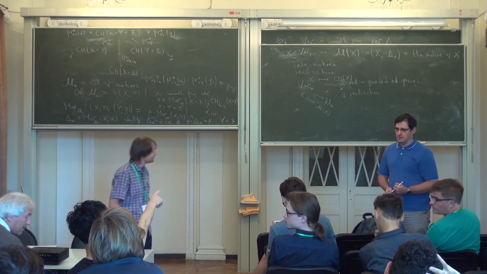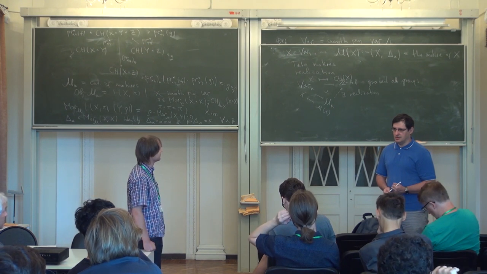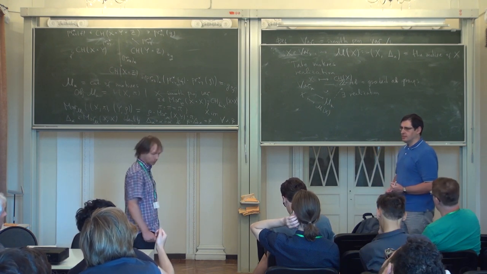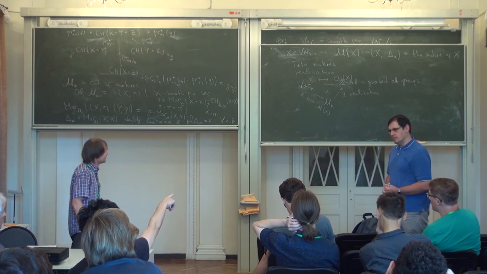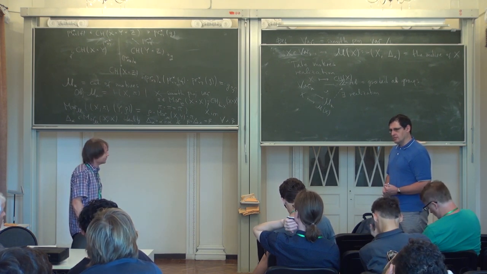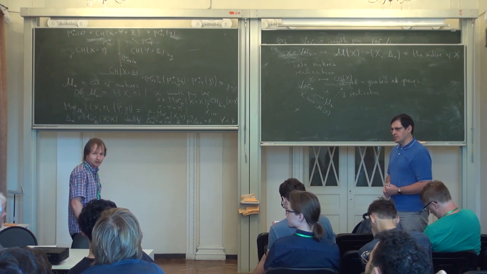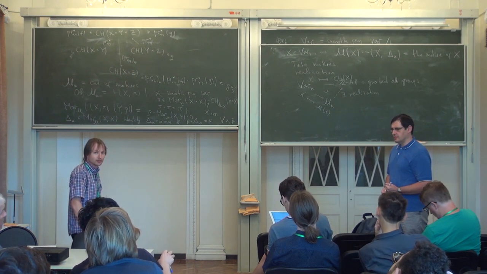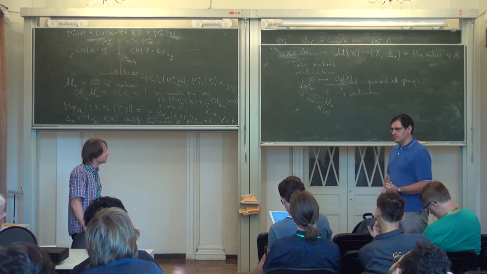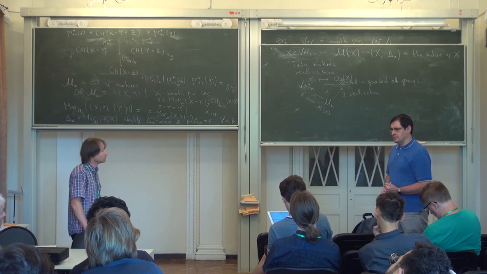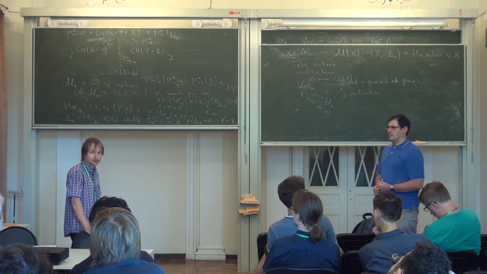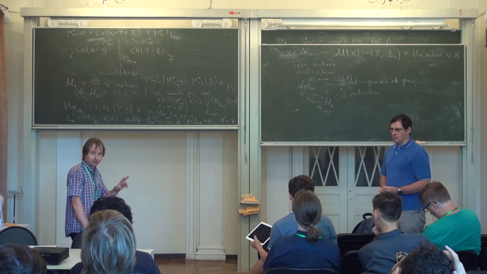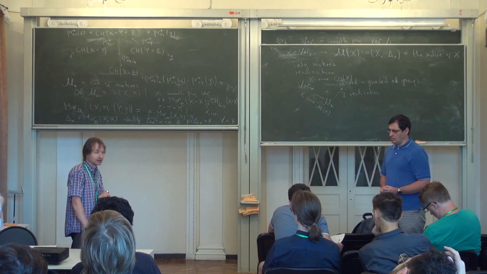So the Chow group, is it covariant? I think so. I mean, if we grade it by dimension, I don't see the contravariance. I think it is covariant in this diagram. Grading is not preserved in general, but grading by dimension is preserved. Well, pullback preserves codimension and push forward preserves dimension.